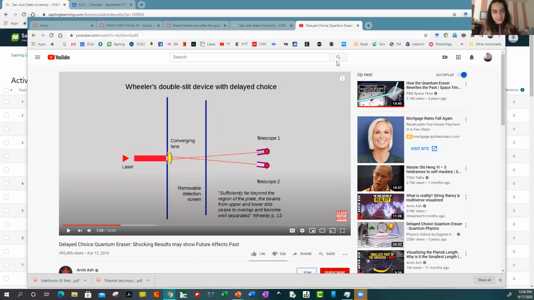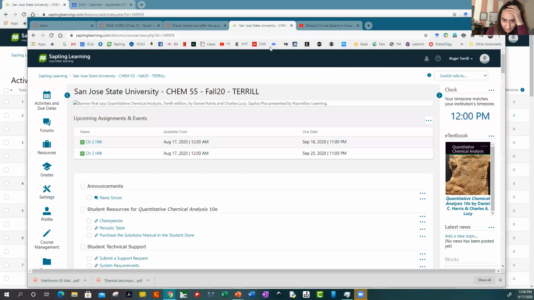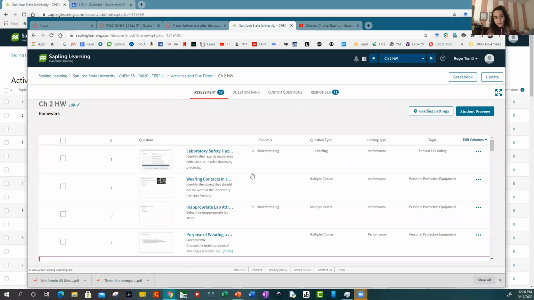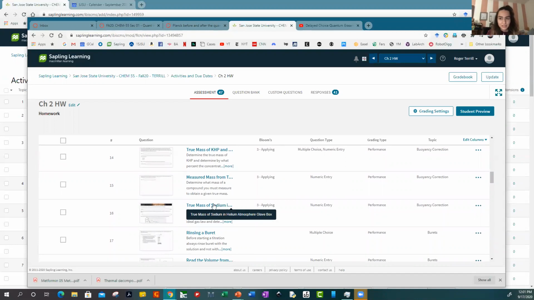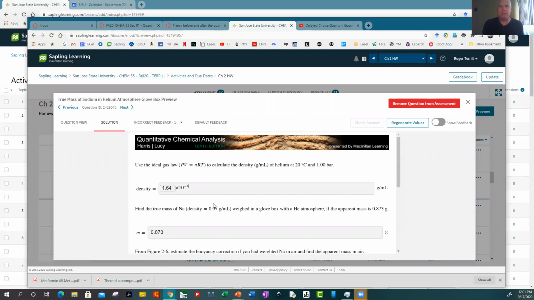I have a question on chapter 2. It's on number 16. On the buoyancy equation, I first used the density of air, which says it's wrong on feedback. Then it says to plug in the density that I found, and I did that, and I still get it wrong. Is question 16 where you use the ideal gas law to calculate the density? Is this for getting the mass of sodium? No, they give you the apparent mass, and you find the true mass.